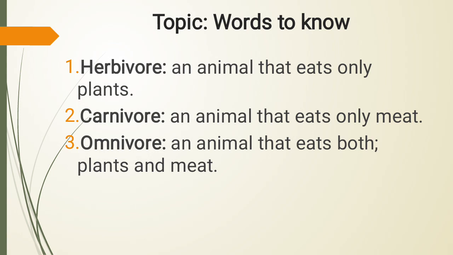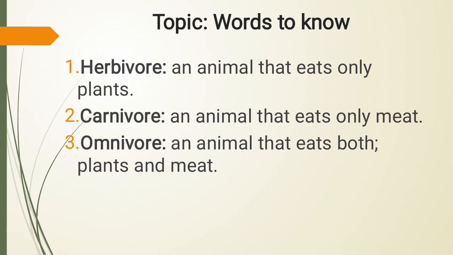What is herbivore? Herbivore, an animal that eats only plants. Herbivore is an animal that eats only plants. Herbivore spelling should be written very correctly. Number 2 is carnivore. Carnivore's spelling, CARNIVORE, written with blue color pencil. An animal that eats only meat. The animal that eats the meat of other animals is known as carnivore.